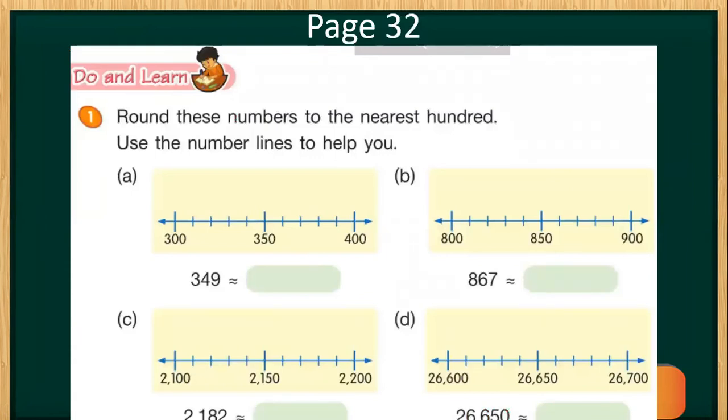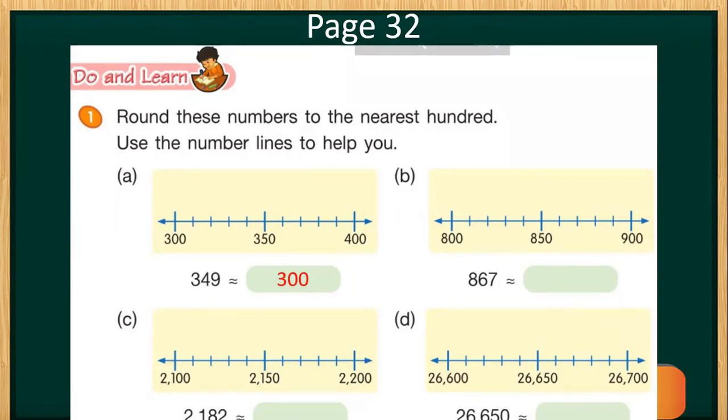Round these numbers to the nearest 100. Use the number lines to help you. So we have letter A here. What is the correct answer? So this one will be nearest 100. The number is 349. Round off to the nearest 100. Answer is 300.